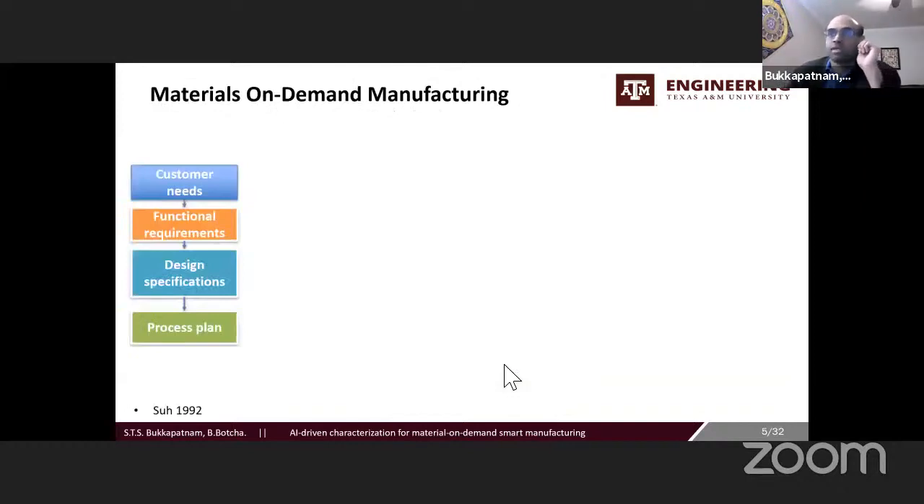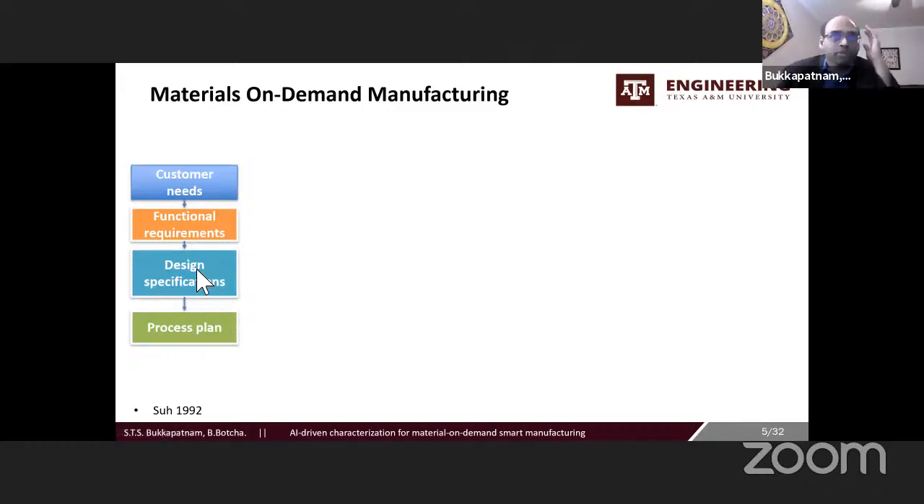The second transformation that can take place because of smart manufacturing is the idea of materials on demand manufacturing. The idea here is the whole idea of the customer getting the needs fulfilled by being able to manufacture on the fly.